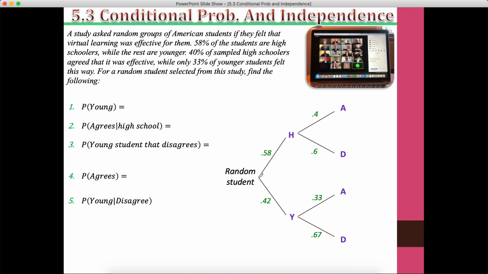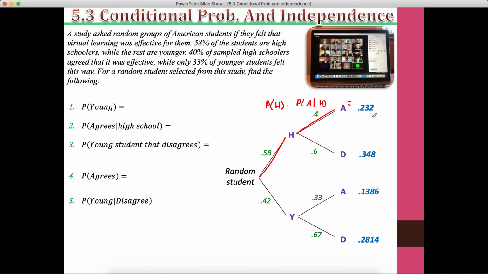So if I take this 0.58, this is the probability that I select a high schooler. If I then multiply that by the 0.4, that's the probability that a high schooler agrees that virtual learning is effective. So this is essentially the probability of picking a high schooler times the probability of picking someone who agrees, given that they're a high schooler. And as usual with the multiplication rule, we just multiply straight across.